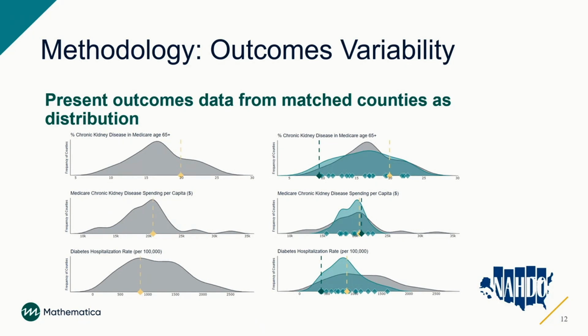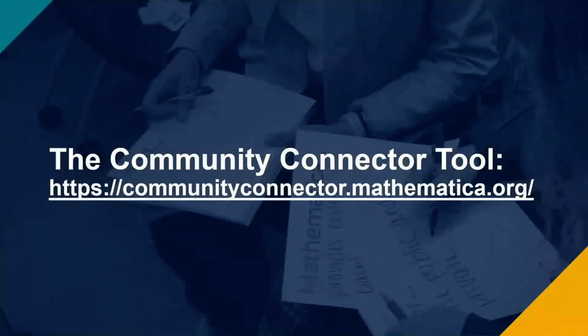On the right, the top teal colored density plot visualizes the distribution of this health outcome across the 20 matched counties, overlaid on top of the gray outcome distribution of all counties in the state. The teal diamonds represent the outcome rates for each of the top 20 similar counties, and the dark green diamond and dotted line represent a selected comparison county's outcome rate. The Community Connector prototype is currently available to view by the public through this website.